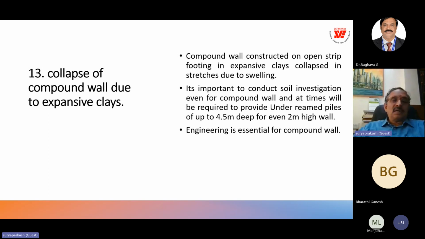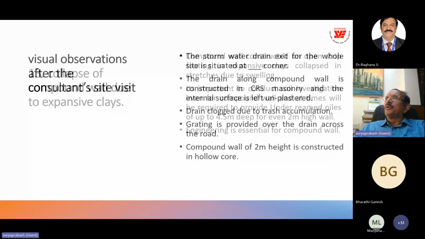Some developers even argued with me that the cost of a compound wall is very low, and even if it collapses, they don't mind. But agreed, the cost of the compound wall is very low, but you will always have parking beside the compound wall. Nowadays we have cars worth 1 crore or 2 crores parked next to the compound wall, and cars getting damaged and claims going beyond 20 crores, though the cost of the wall is 1 crore. So it's very, very essential to have proper design even for the compound wall.